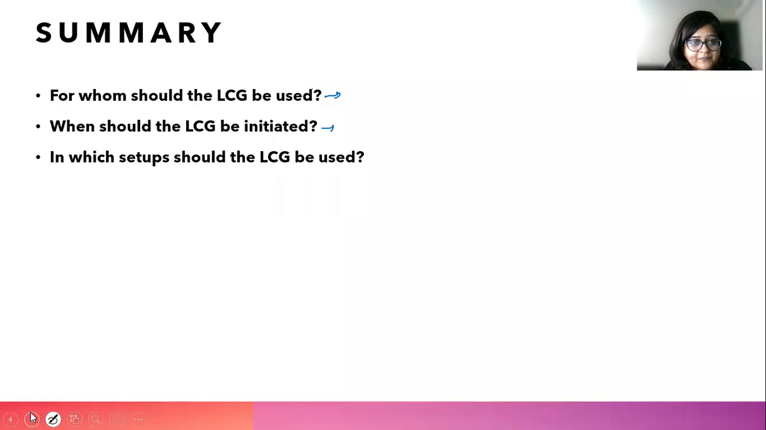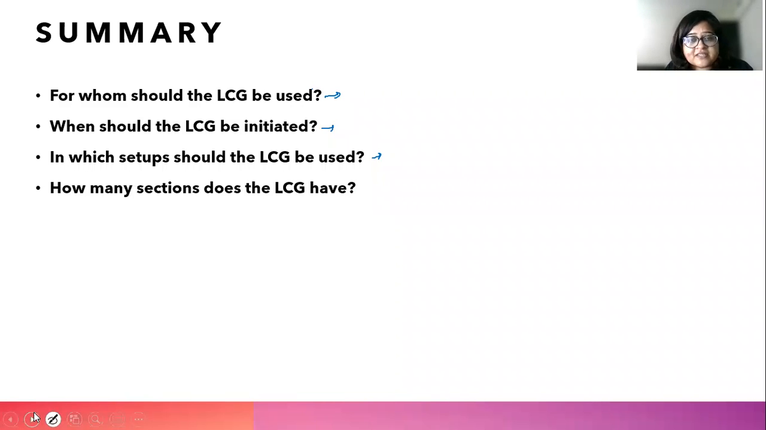Next question. In which setup should the LCG be used? I didn't cover this, but the question is there. What I mean to say, in which kind of healthcare centers? In primary centers, in tertiary centers, everywhere? Yes, all healthcare setups. It should be used in all healthcare setups, whether you're working in a primary center, in a corporate hospital, or in a medical college. It is a standardized format. It should be used anywhere that you are delivering women.